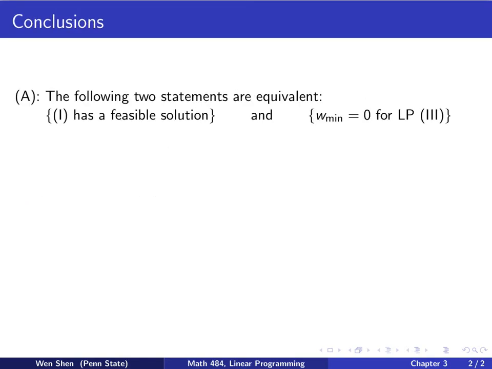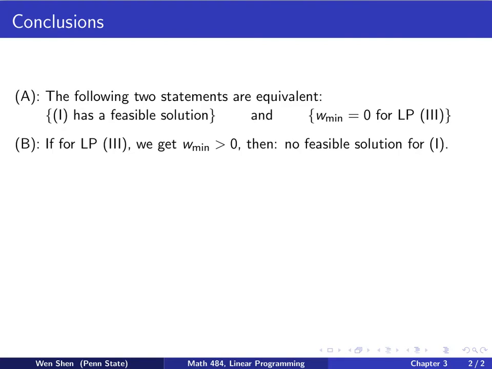So the previous discussion leads to the following conclusions. Conclusion A. We have just shown that the following two statements are equivalent. That is, the original constraint 1 has a feasible solution, and the W min equals 0 for the LP problem 3. So now we see the connection between this problem and the original set of constraints.